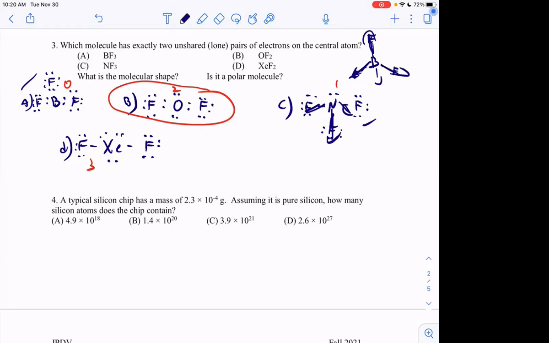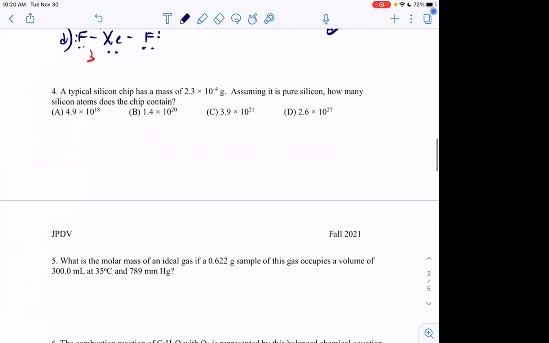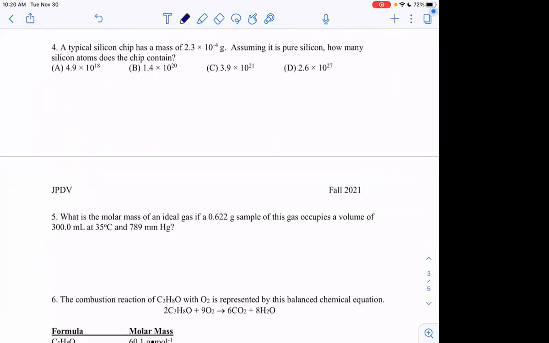So non-polar because that's very symmetrical. All right. Other questions? Other things I forgot. All right.